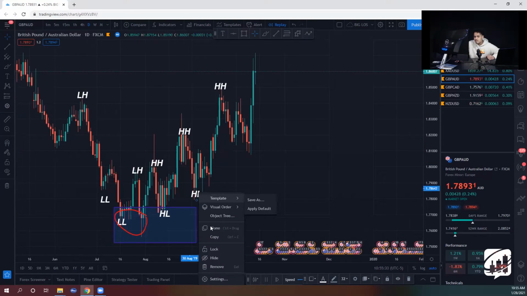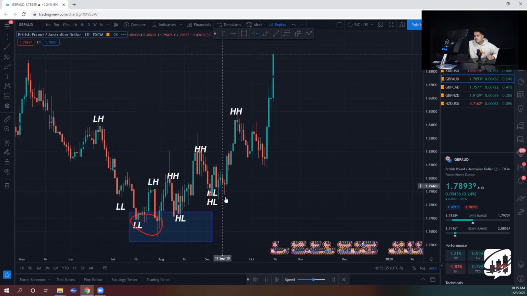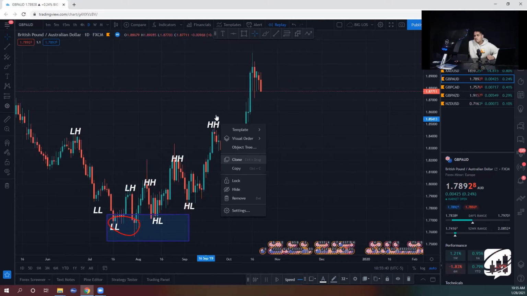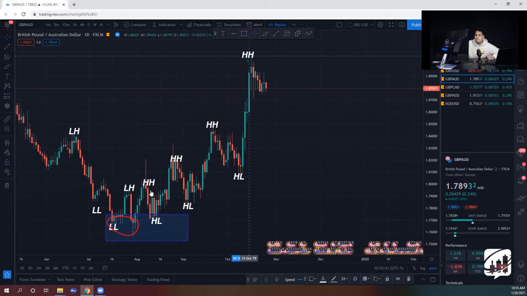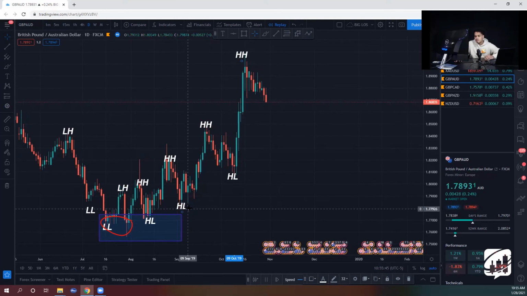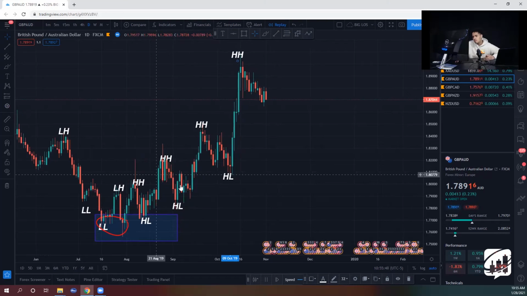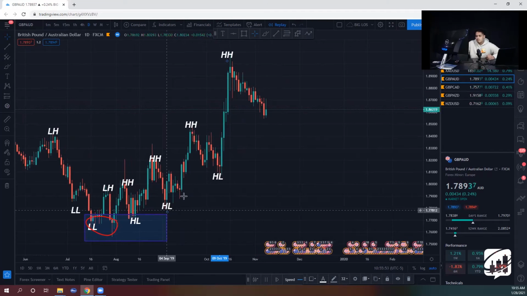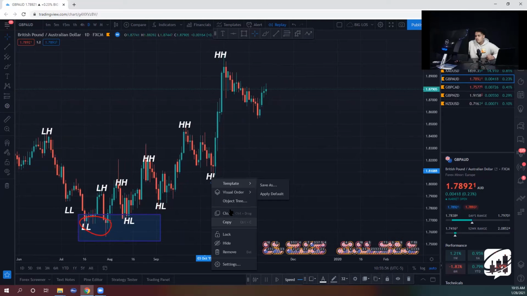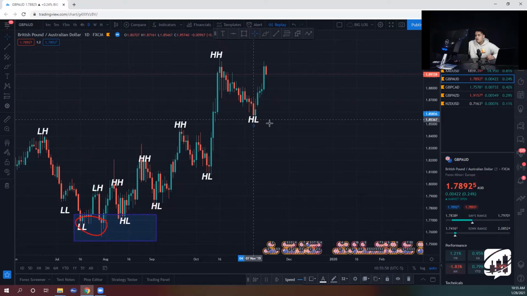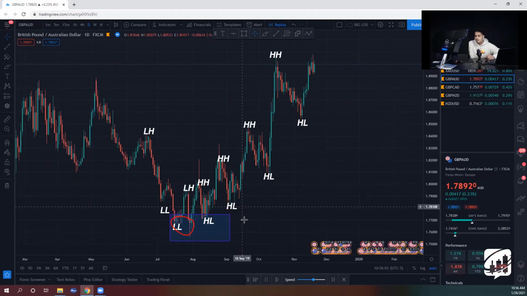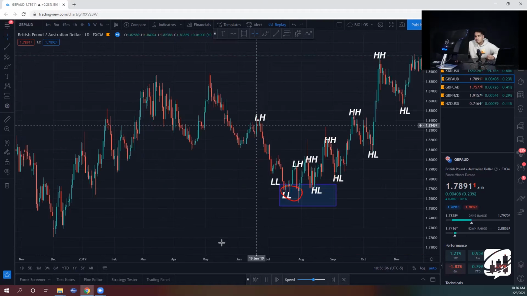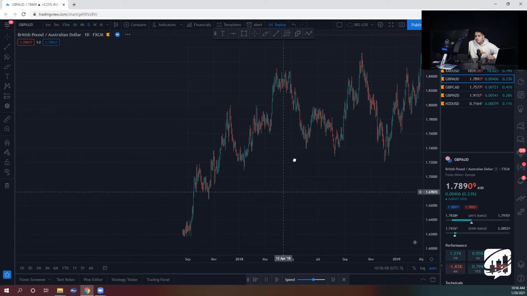Okay, so you should not be selling when the market's looking like this. Right, we're making higher highs and higher lows. So at no point in time, if you're making higher highs and higher lows, should you be looking to sell. Okay, at all. So that's how you spot an uptrend. Now let's look at downtrends. Let me just find one real quick for you.